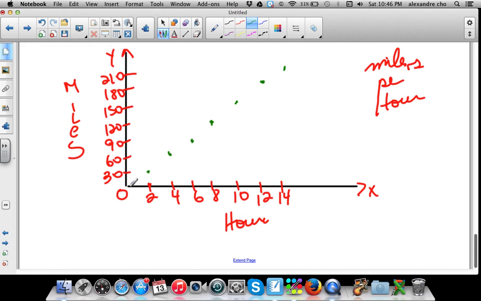So I'm going to try to do this as neatly as I can. There you go. So that would be a complete table, and this point right here would be point 14 on the x-axis and 210 on the y-axis.